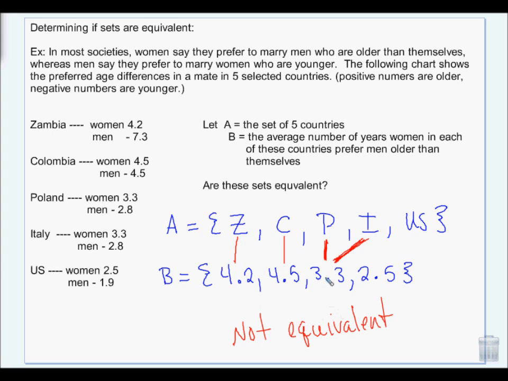Now, if I had listed both 3s, I would have messed up, right? Because I would have said Poland, Italy, US. Except you can't count this. So this set actually only has 4 elements in it: 1, 2, 3, 4. And this set has 5. So the cardinality of A, cardinality of B is 4.